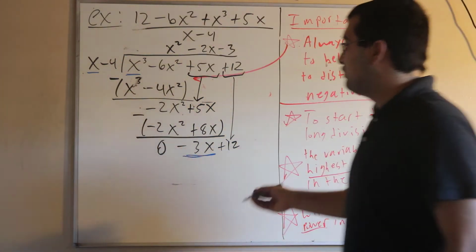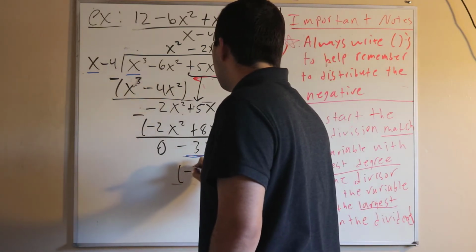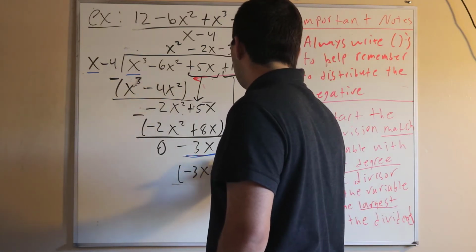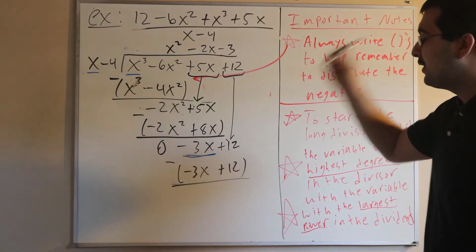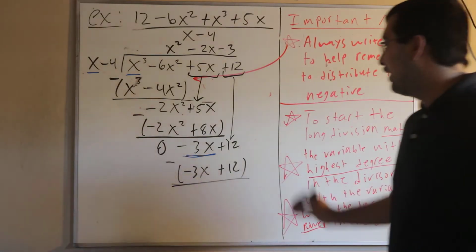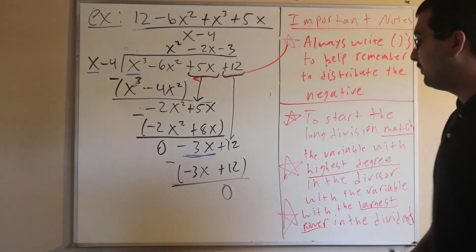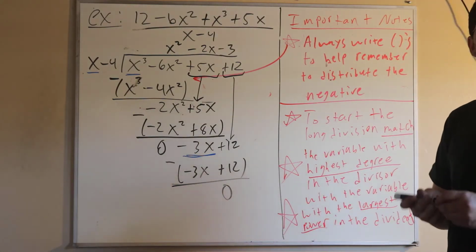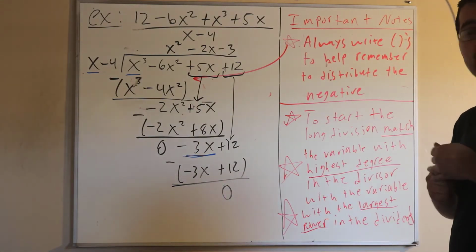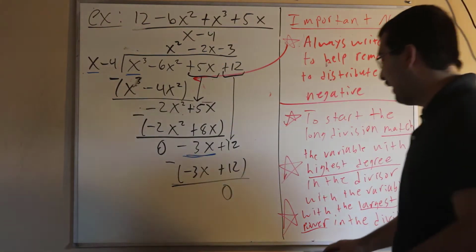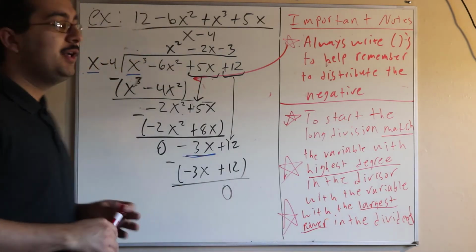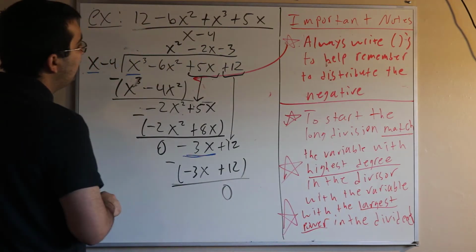There we go, and then we just do our multiplication. So I have minus 3x plus 12. Remember to write that parentheses. Then I go ahead and do my subtraction, and I'm going to get an end result of 0. And of course, from here, we end our long division process. Why do we do that? Because I no longer have any terms to bring down, so there's nothing left to do. It's over. And there it is.